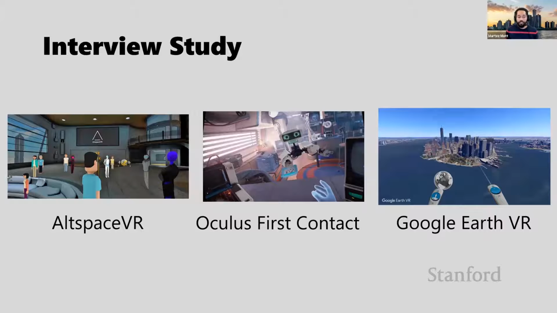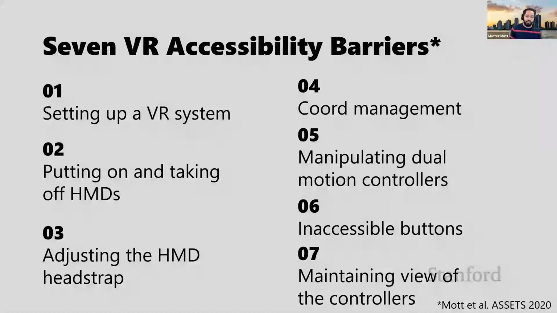One is AltspaceVR, a social VR environment. Another is Oculus First Contact, which you could think of as a tutorial for teaching you how to use hand-tracked controllers and things. And then Google Earth VR, which we thought could be an interesting application for people to play around with to get a sense of how they like the VR experience.